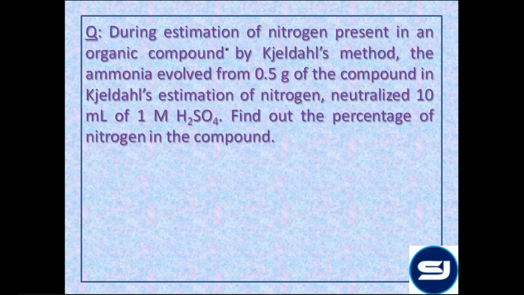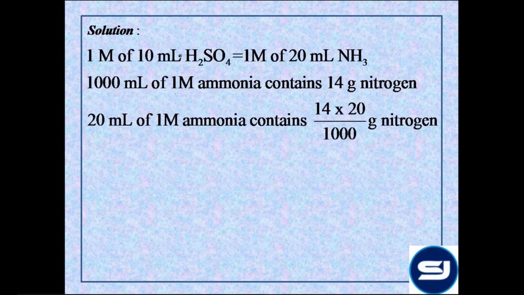Now let's understand this with an example. During estimation of nitrogen present in an organic compound by Kjeldahl's method, the ammonia evolved from 0.5 gram of the compound in Kjeldahl's estimation of nitrogen neutralized 10 ml of 1 molar H2SO4. Find out the percentage of nitrogen in the compound. So simply, one part is the weight of the organic compound and another part is the acid volume, and the molarity is given. So now the calculation is simple.